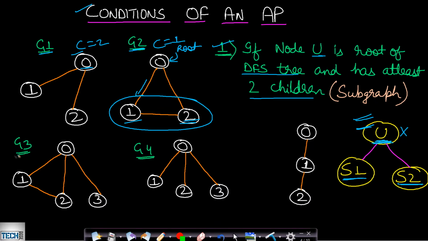Now if you consider this graph 3, then how many children are there for this node 0? For this node 0, there will be two children. For this node 0, this is one subgraph and this is another subgraph.